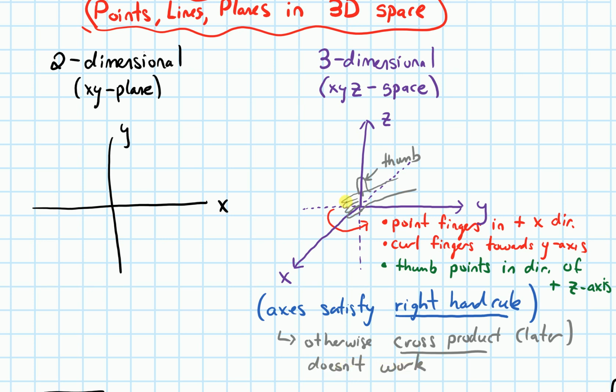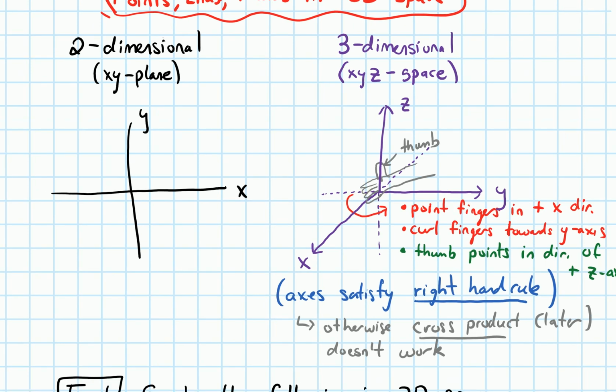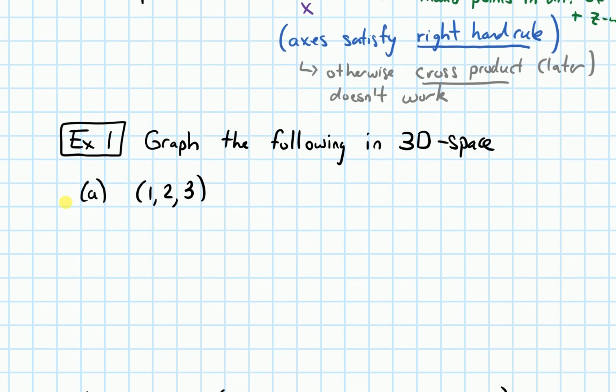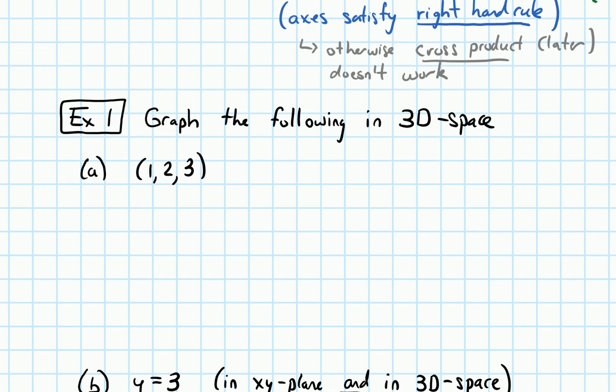Now that we know what the x, y, z axes in 3D space look like, let's graph some things. Let's begin by graphing, in part A, just a point in 3D space, the point 1, 2, 3. I'm going to begin by drawing my axes. I'll have my z-axis going up, my y-axis going to the right, and my x-axis coming diagonally out of the page. The way I read this is my x-coordinate, that's my y-coordinate, that's my z-coordinate. So I need to go 1 in the x direction.